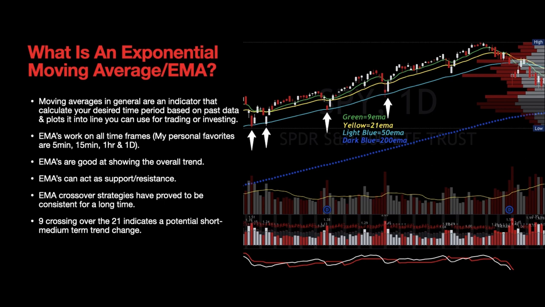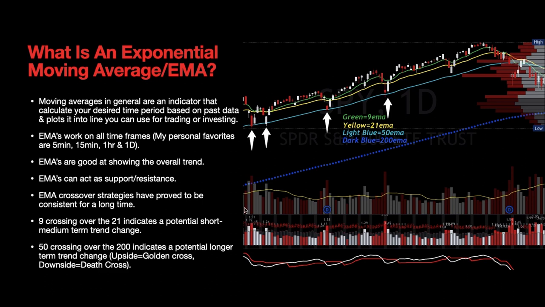So the 9 crossing over the 21 EMA is indicating a potential short-term to medium-term trend change. Your 50 crossing over the 200 is indicating a potential longer-term trend change, and there are names for those. If you get an upside cross of the 50 over the 200, that's called the golden cross. If you get the 50 crossing down through the 200, that's called the death cross. Those are just some nicknames for it.